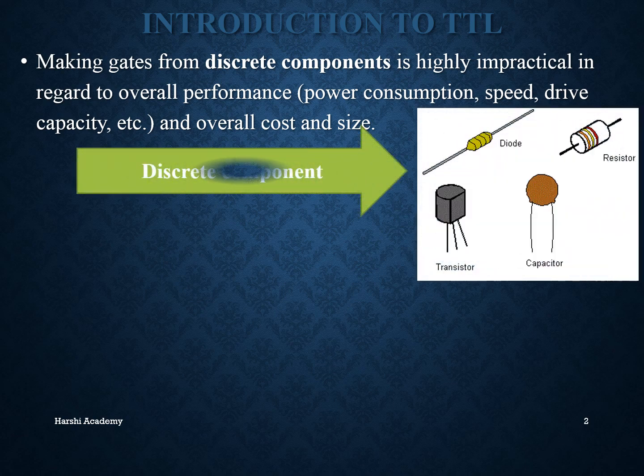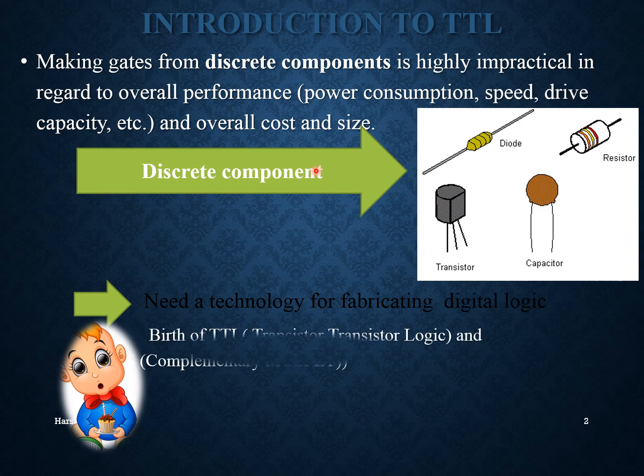This is the discrete component. Diode, resistor, capacitor and the transistor are discrete components. Then we need a technology for fabricating digital logic. Then the birth of TTL and CMOS happened. TTL means transistor-transistor logic. CMOS means complementary MOSFET. In the lecture series you will learn more details about TTL.